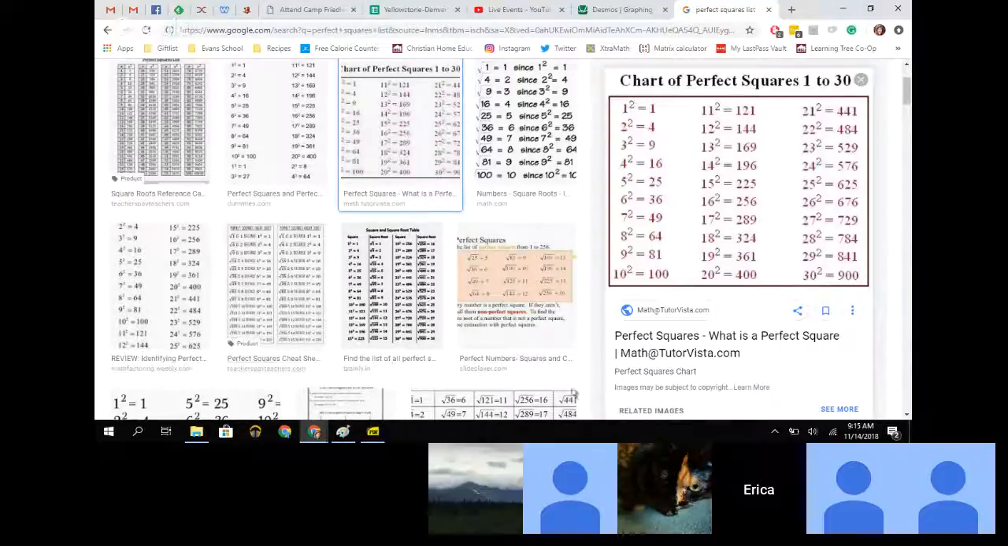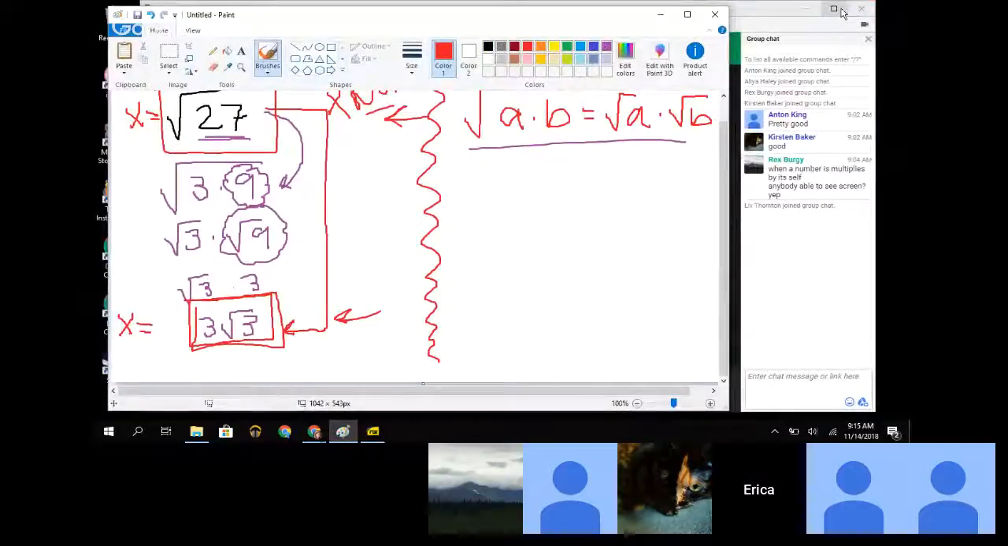Okay, you can see there's lots of different charts out there. Or you can make your own chart if you wanted, right? Just go and square each number. Okay, so let me do one more of these like this. Another example would be, what if I have the square root of 10 times the square root of 15? And I wanted to simplify that.